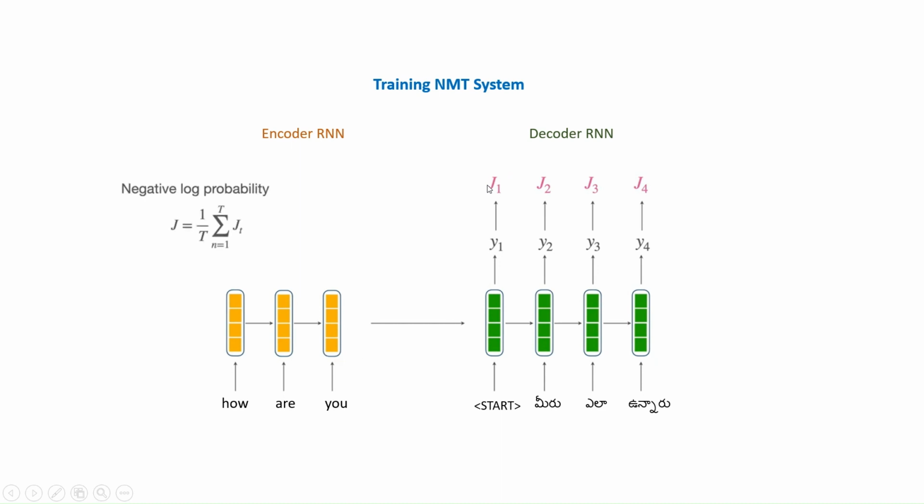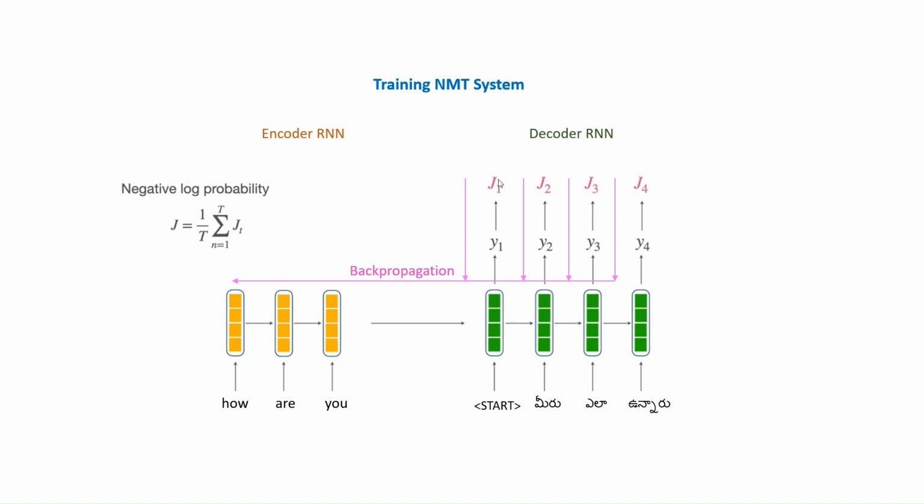This error J1 is the difference between the actual word in the sequence, miru, and the word y1 produced by this layer. The difference between this y1 and the actual word is the error J1. We use this difference to update the weights of all these hidden states. So this is nothing but the backpropagation.